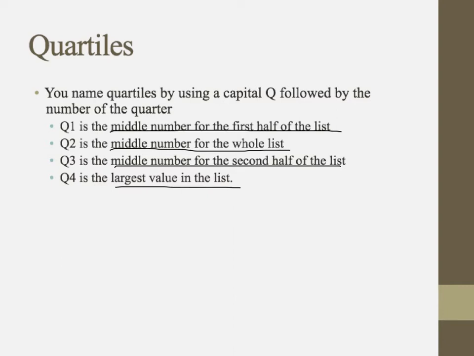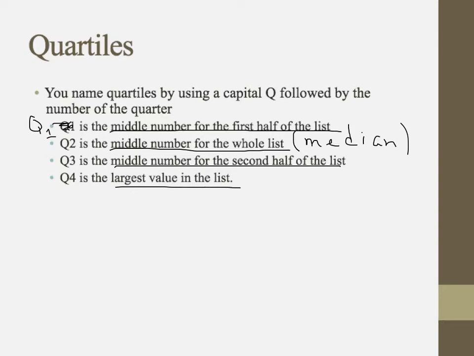So it says you name quartiles by using a capital Q followed by the number of the quarter. Notice on our note sheet here, for whatever reason, the PowerPoint didn't come through correctly. So notice on your paper, this is a capital Q still, but it's a little one underneath, a sub 1. So Q1 stands for quartile 1, the middle number for the first half of the list. And then Q2, quartile 2, is the middle number for the whole list. So the quartile 2 is actually your median of your original list.